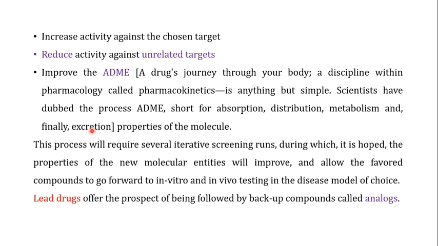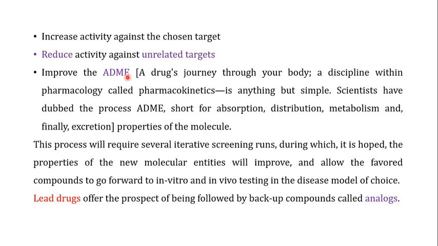That is, when you take a particular drug, how it is absorbed in the body, how it is distributed to reach its targets, how it is then metabolized in your body, and how finally it is excreted from your body. So what the medicinal chemists do with the lead compounds in structure activity relationship is modify them to increase their activity against the chosen target, to reduce their activity against the unrelated targets, and to improve the ADME properties of the lead compounds.